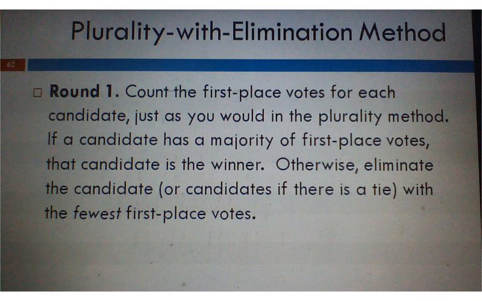Okay, a little bit more detail. So round 1, we're going to count the first place votes for each candidate, just like you would in the plurality method. And if there's already someone that has the majority of the first place votes, then that candidate will be the winner. If there is no majority, then we need to eliminate the candidate with the fewest first place votes and move on.